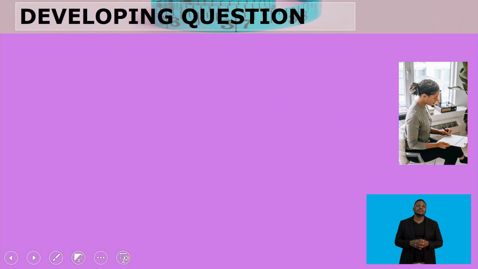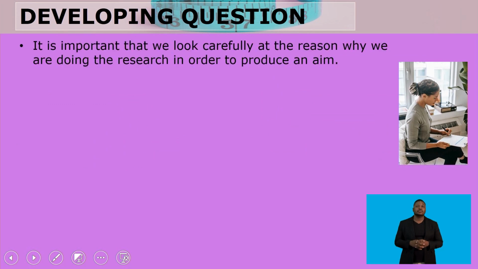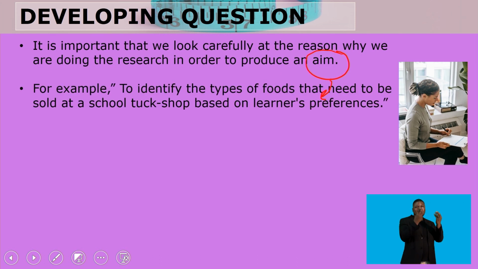Let's pick up now. Let's start with developing questions. Let's see what that's all about. It is important that we look carefully at the reason why we're doing the research in order to produce an aim. What are we trying to do with this research? Could it be that we are talking about figuring out the most popular social media sites? Or in my case here, to identify the type of foods that need to be sold at a tuck shop based on learners' preferences. That's maybe something your principal could think about. And there's many, many other cases in which a research topic can be developed.